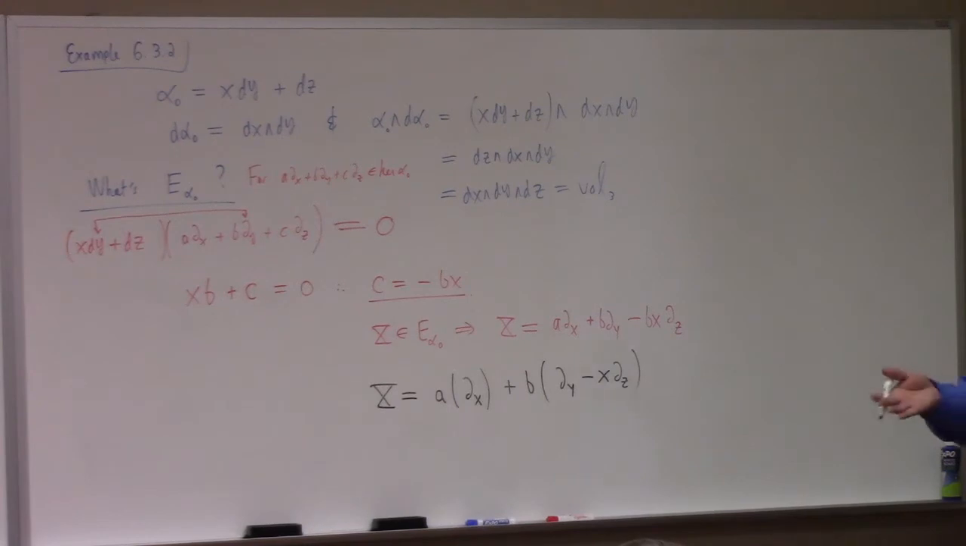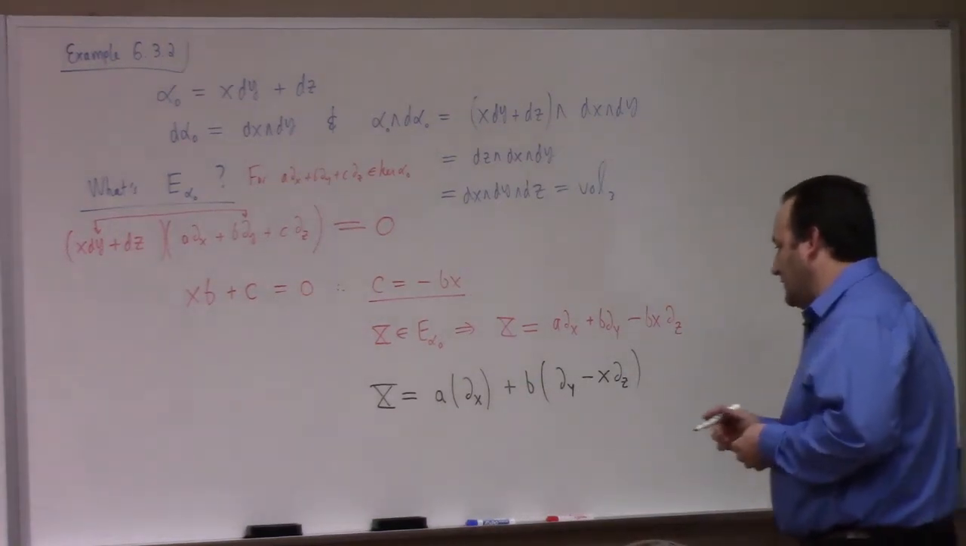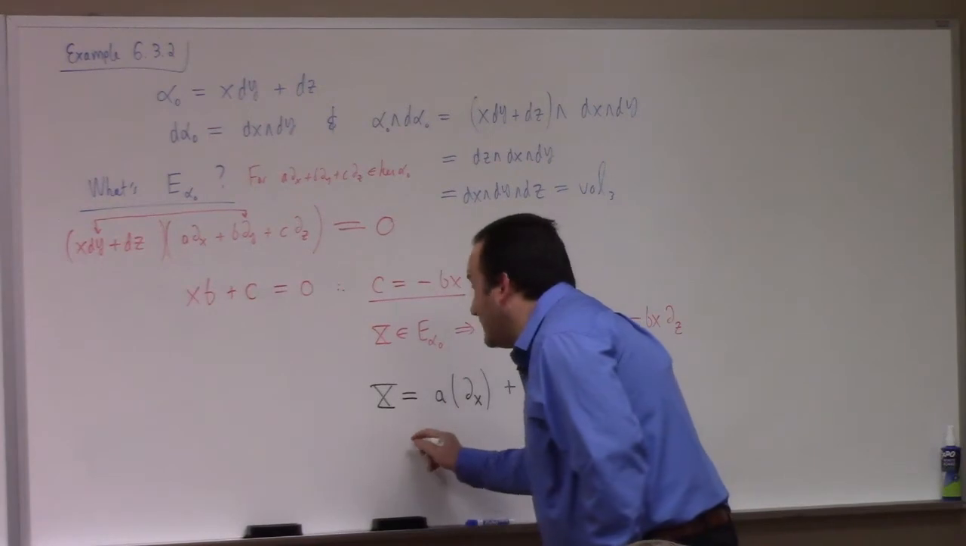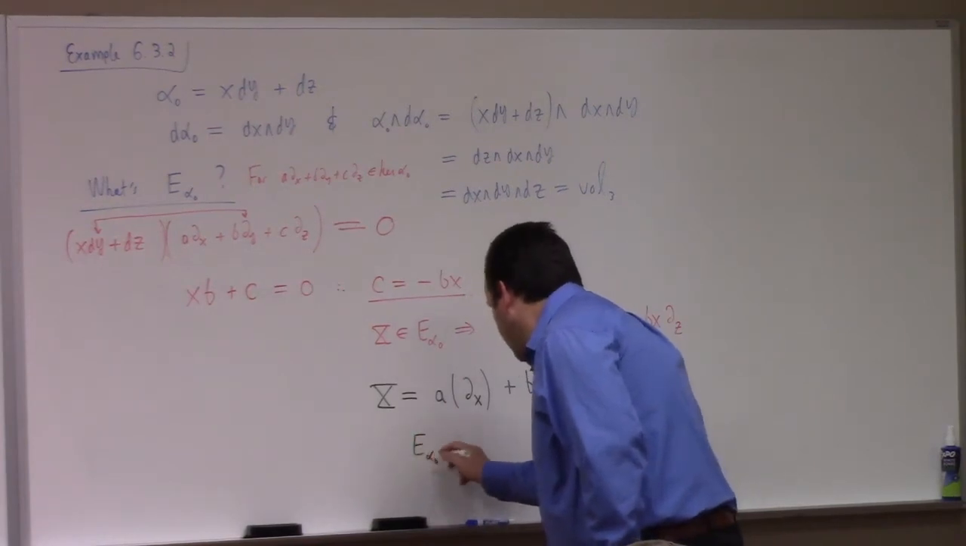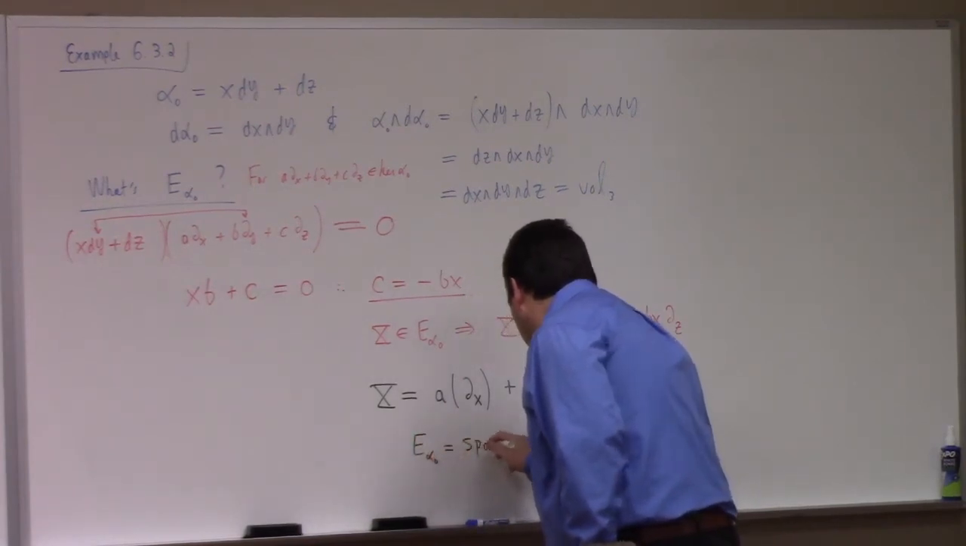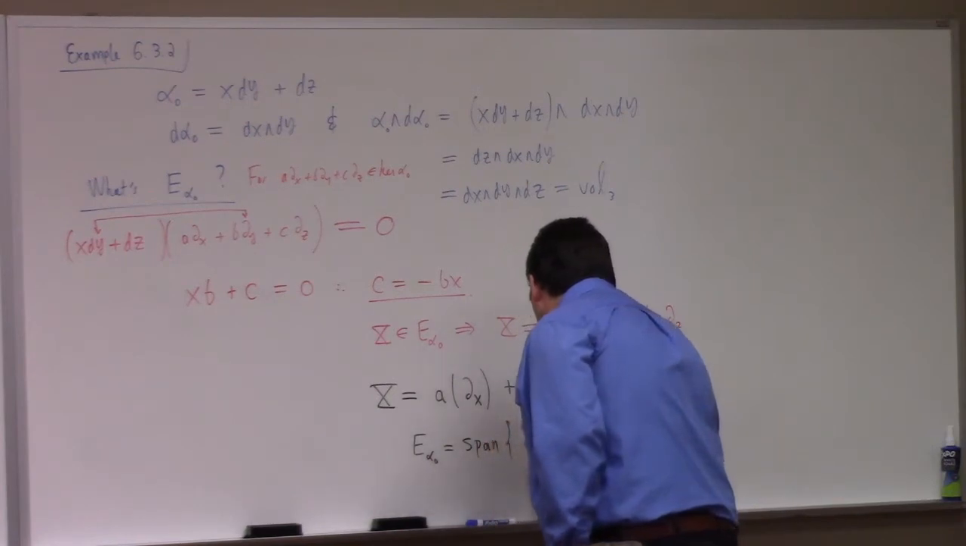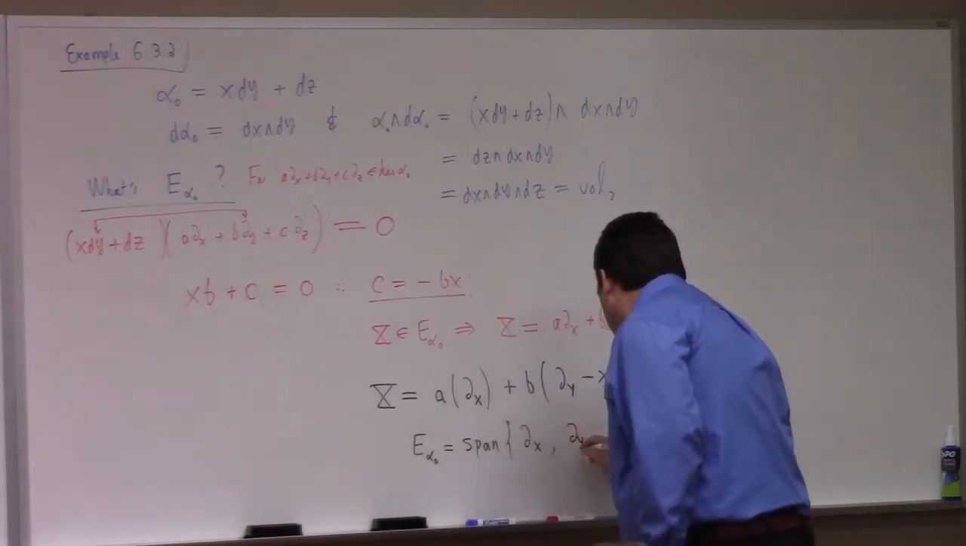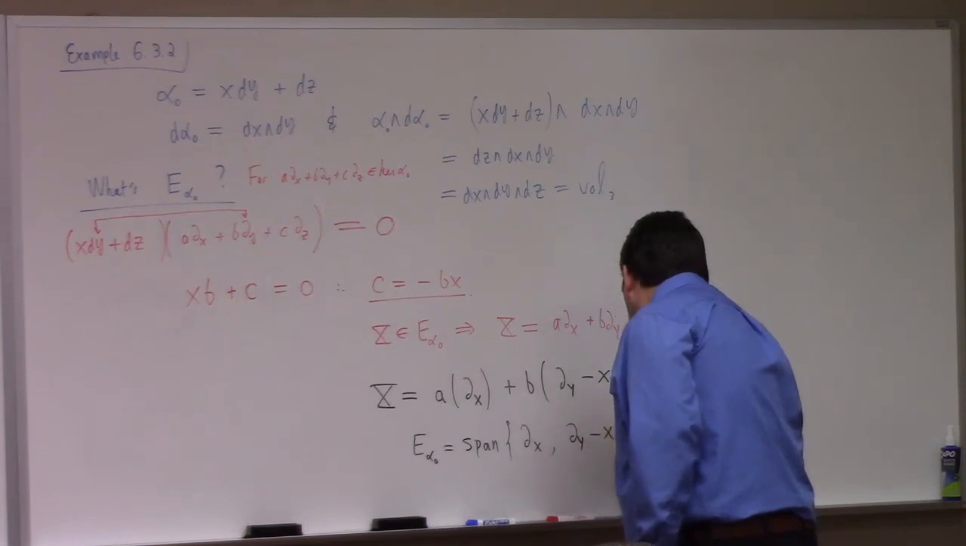So you could say, well, what is there to do? You've already described the contact distribution as the kernel of this one form. That is true, but we'd like to describe it in another way, which is to find a basis for it as a distribution. That's what I'm doing right now. We have just seen that this distribution, E alpha naught, is in fact nothing more than the span of partial x and partial y minus x partial z.